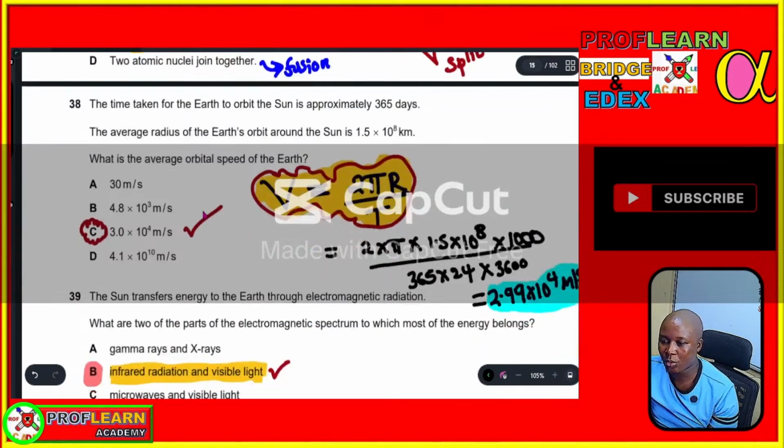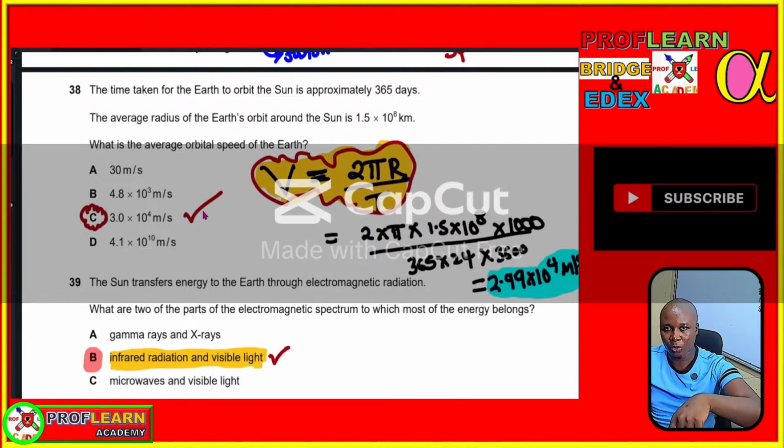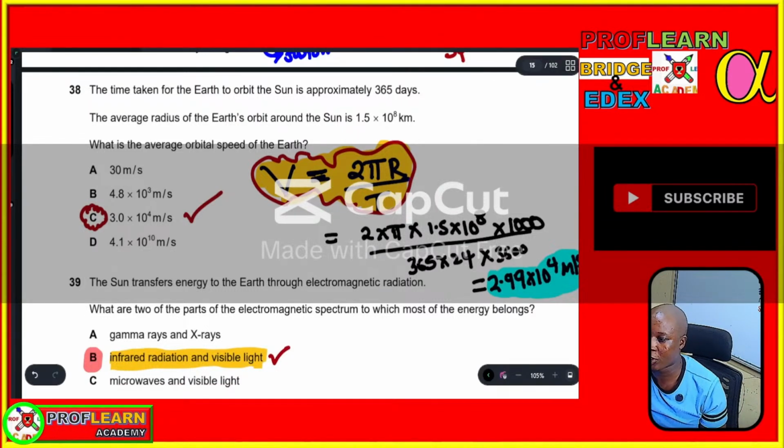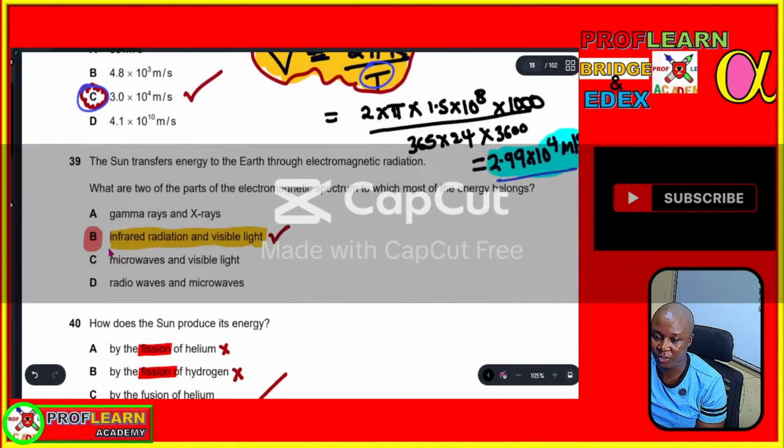If you are asked a question to do with orbital speed, you need to remember orbital speed is equal to 2 pi r over T, where T is the periodic time and r is the radius of the orbit. So if we substitute, you're going to get 2.99 times 10 to the power 4 meters per second, which rounds to 3 times 10 to the power 4 meters per second as the value for C.